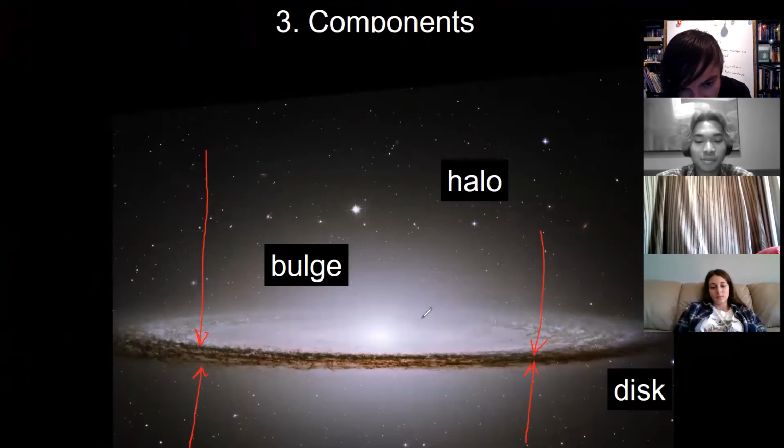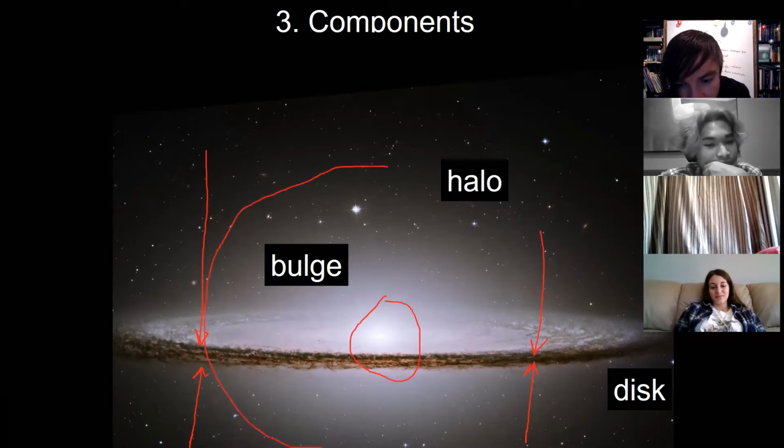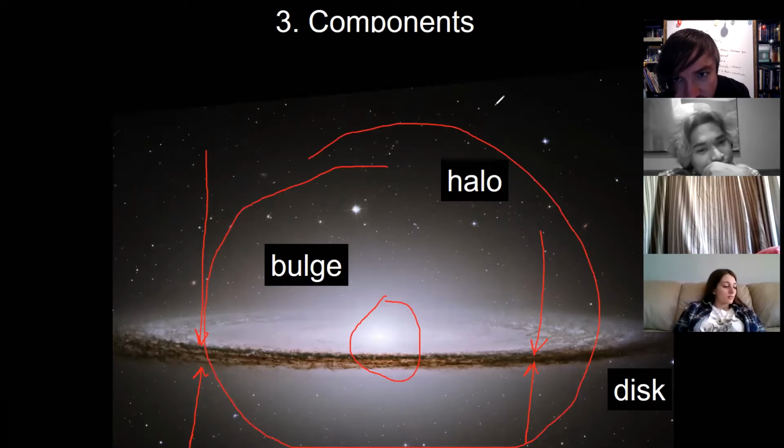There are other parts of a galaxy. The part in the middle, that's called the bulge. The halo is a diffuse ball of stars that surrounds the galaxy. Halo, bulge, and disk are the main parts of a galaxy.